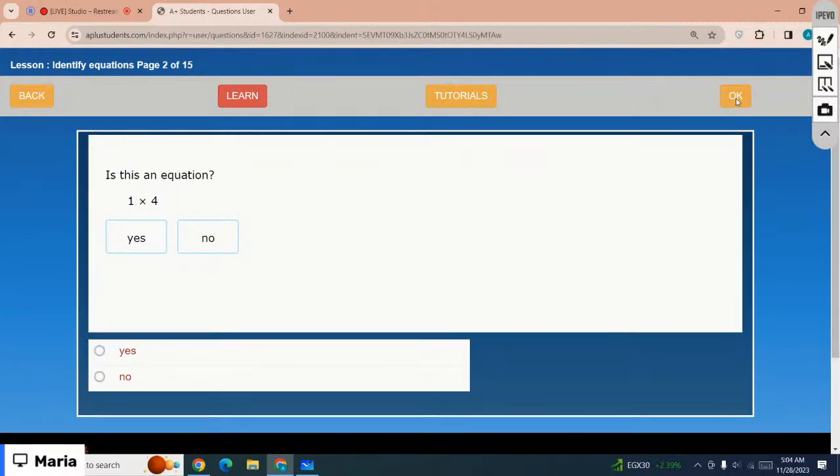Is this an equation, 1 times 4? Yes or no? The correct option is no. This is not an equation. 1 times 4 is equal to what? The equality sign isn't involved, so that is not an equation. The correct option is no.